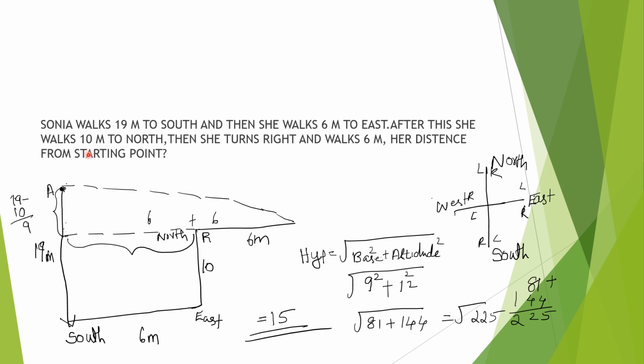Sonia walks 90 meters to south. From this point, this is the south direction. She walked 90 meters. Then she walks 6 meters to east. This is east, and she walks 6 meters. After this, she walks 10 meters to the north. Then she turns to the right. This is the right direction, and she walks 6 meters. Her distance from the starting point?